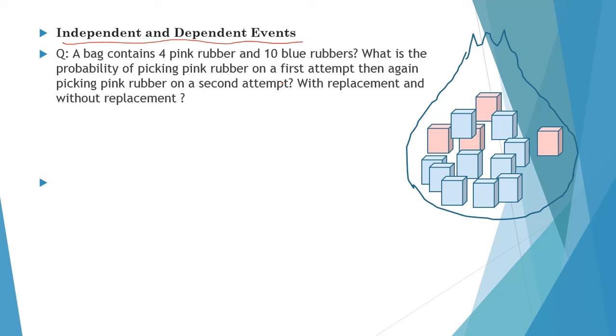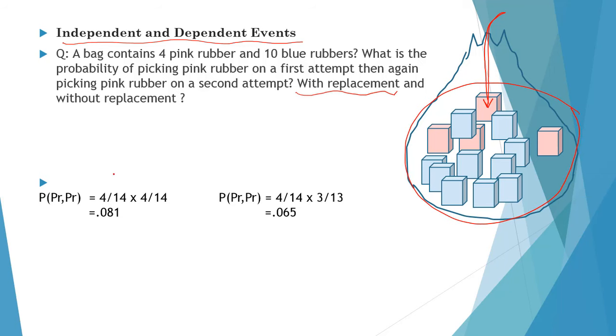In with replacement scenario, when we pick the first rubber, we actually put it back, and the number of outcomes remain the same for the second rubber. And the probability of picking the first rubber doesn't affect the probability of picking the second rubber. So with replacement scenario involves the independent events.